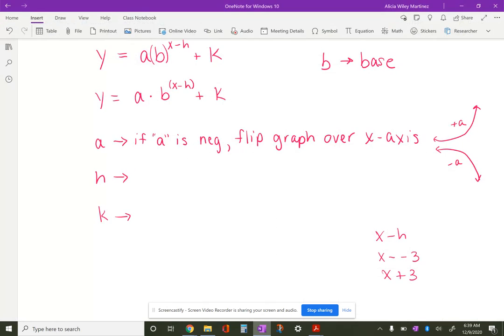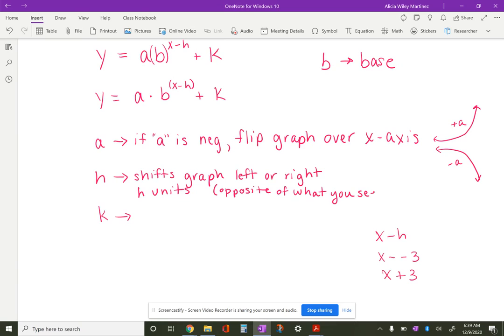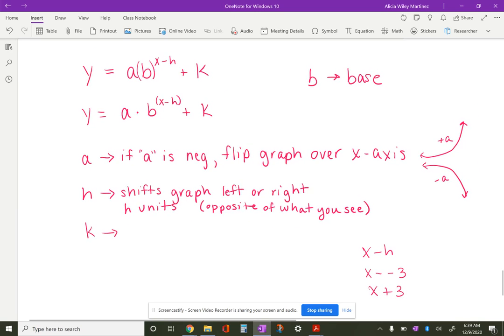So what happens with the h value is it basically just shifts the graph left or right h units. And I'm going to write a little note that it's opposite of what you see. Again, not very mathematically technical, but it can definitely help your brain think about it a little bit better. All right, let's see what happens when we have k.